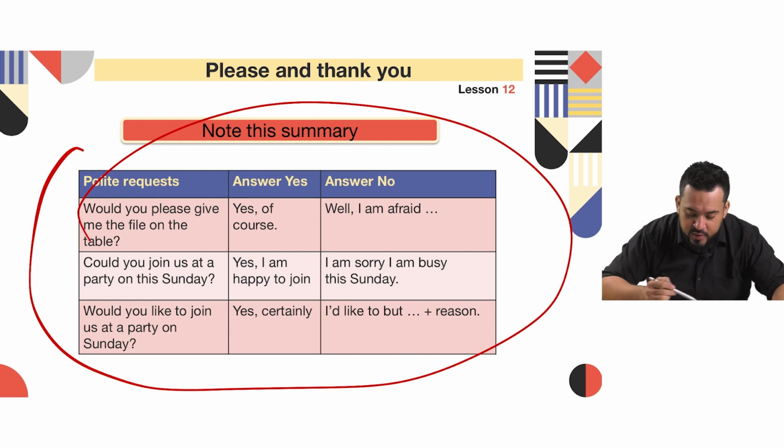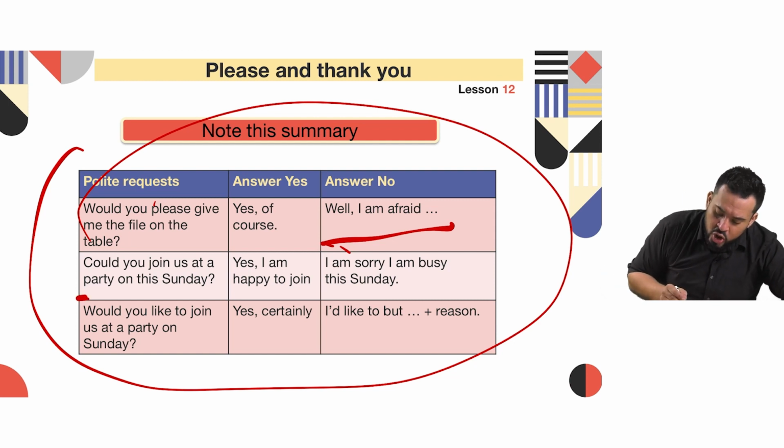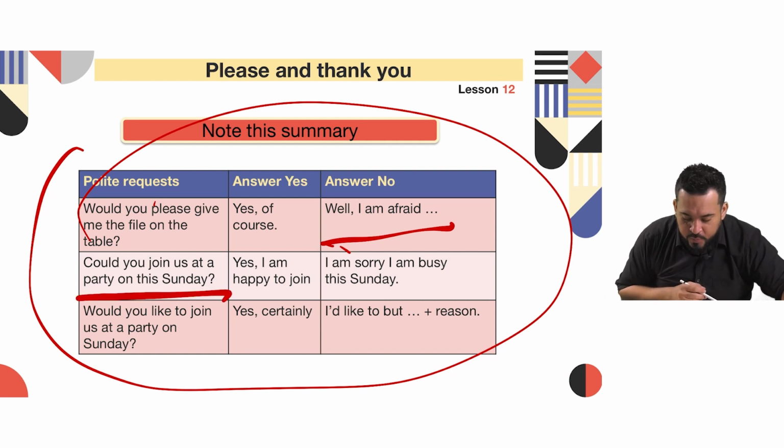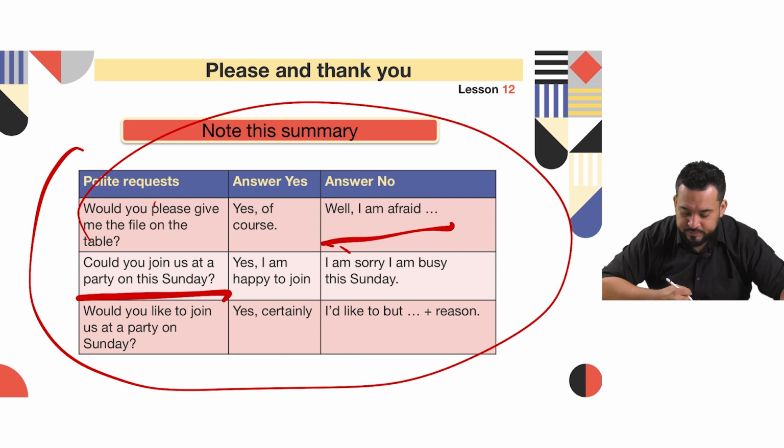Let's take a look at this chart right here. Polite request. Would you mind? Would you please give me the file on the table? Yes, of course. If the answer is yes. If the answer is no, well, I'm afraid I can't. I'm busy. Okay. Or, could you join us at a party this Sunday? Yes, I am happy to join. Or if the answer is no, I'm sorry, I'm busy this Sunday.